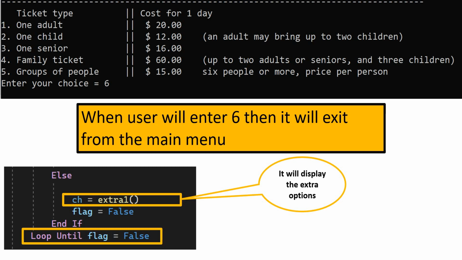Ch equal to extra 1. Extra 1 is a function that will show the number of extra attractions, and it will return the option I have selected. And this loop will continue. If you enter 1, 2, 3, 4, 5, it will continue.